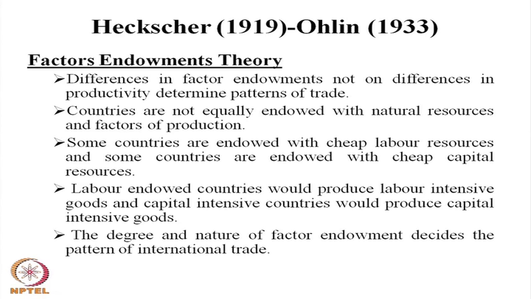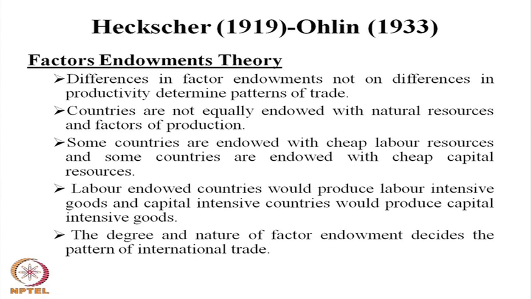A country should produce the commodity that its factors of production allow it to produce, and exchange it for other commodities. So, a labor-endowed country should produce labor-intensive goods and services, and a capital-intensive country should produce capital-intensive goods and services. The degree and nature of factor endowment decide the pattern of international trade. So, differences in factor endowment are the basis on which international trade develops, and different countries have different kinds of capital goods, different factors and different trade patterns.